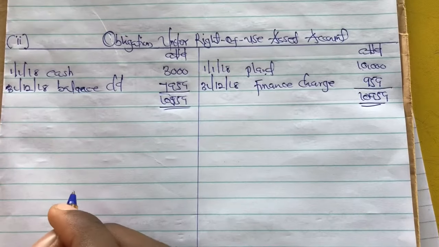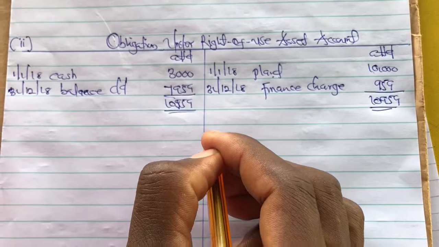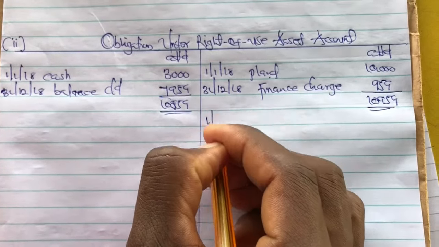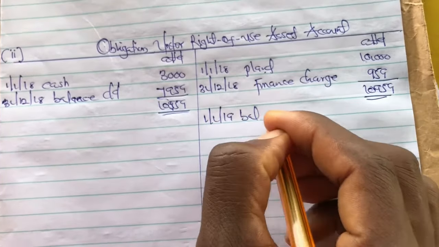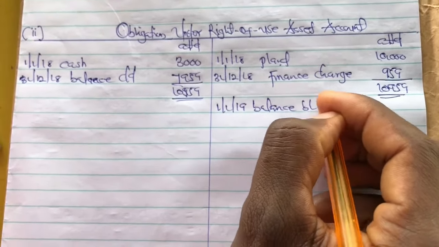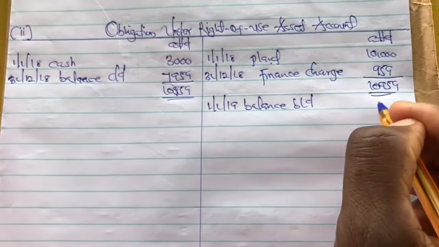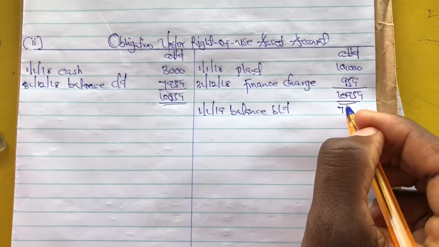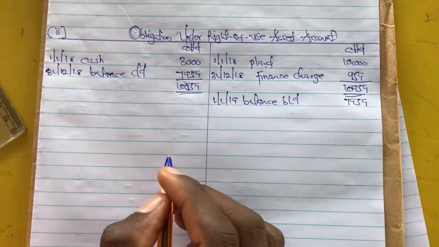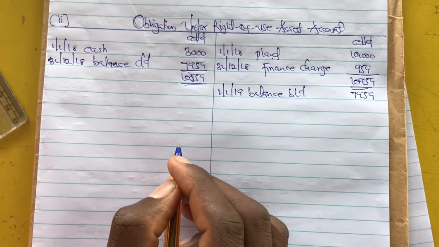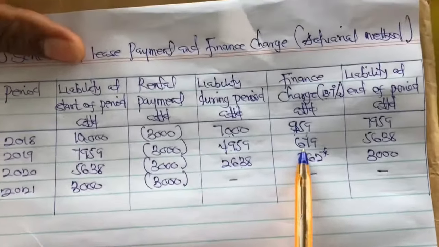Okay, so it means that in the subsequent year, that is 1st January 2019, there is a balance brought down from this carrying amount, 7,959. And there was a finance charge for 2019 as well, as you can see from here, it is 679.